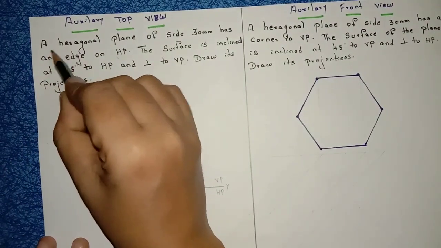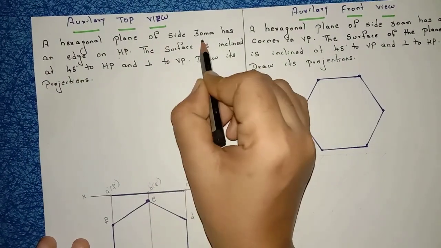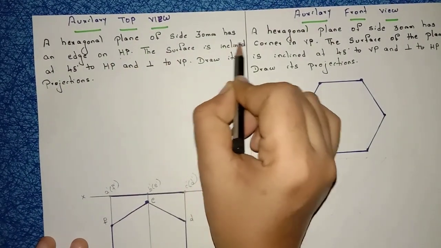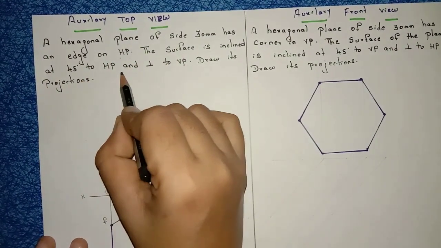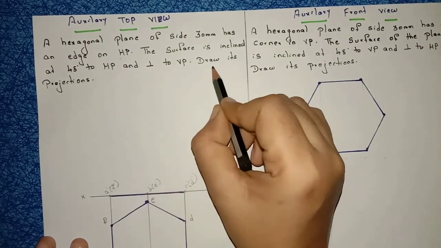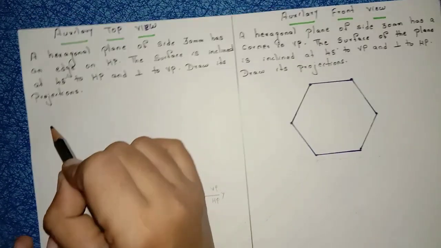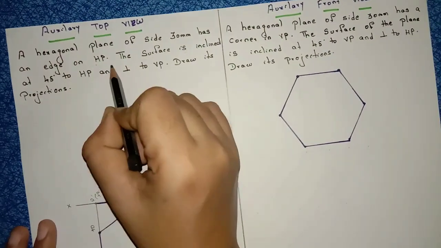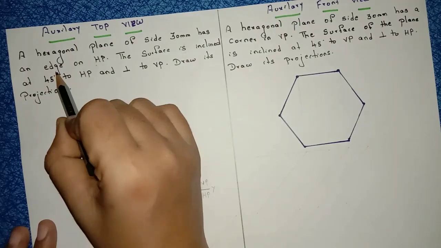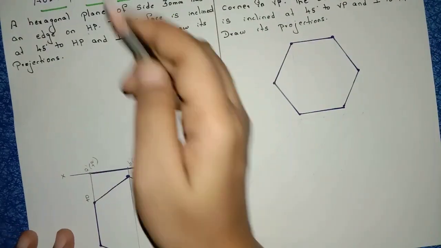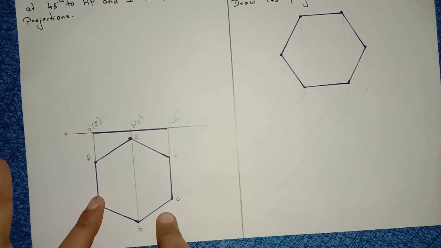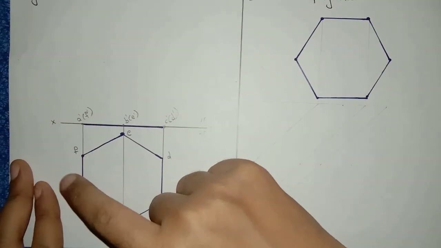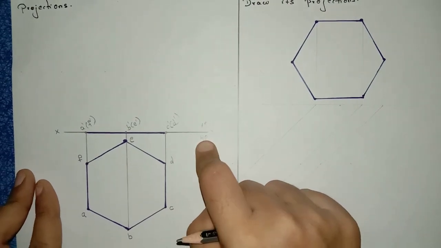The question is, a hexagonal plane of side 30 mm has an edge on HP. The surface is inclined at 45 degrees to HP and perpendicular to VP. Draw its projections. See, here they mention to construct the hexagon on HP. The condition is the edge is on HP. Right? So I have constructed the hexagon. This is the edge of the hexagon in HP.